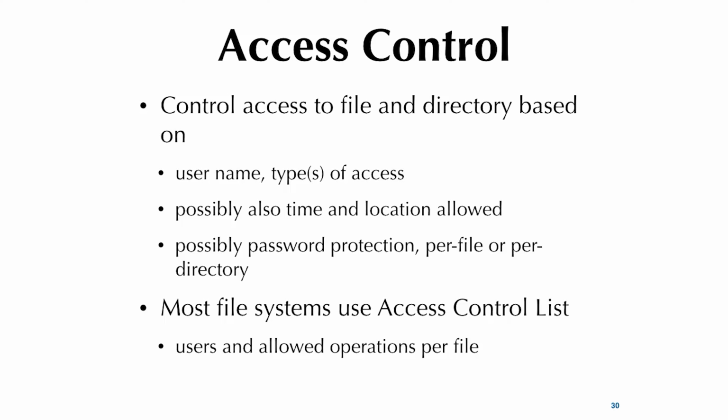So most file systems use some kind of access control list, but an access control list could be arbitrarily complex in the general form. But what it does is it basically lists the users and what kind of operations are allowed per file. Okay, per file. So that means, wow, there's quite a bit you have to keep track of for each file.